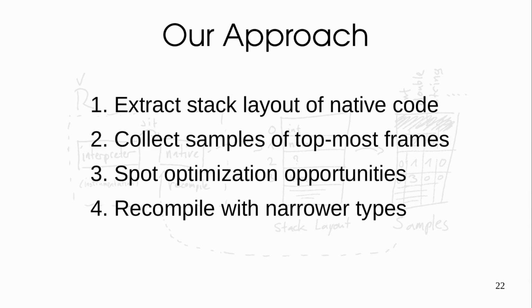So in a nutshell, there's a 4-step strategy here. First, we extract the stack layout of the native code. Then we use a sampling profiler to collect the actual types that we find in those stack frames. And actually, we only collect the types of the topmost stack frames to reduce the overhead. And then the third step is that we look for discrepancies for stack slots which could benefit from a better representation. And if we find enough of these, then we'll trigger a recompilation using the sample type feedback.